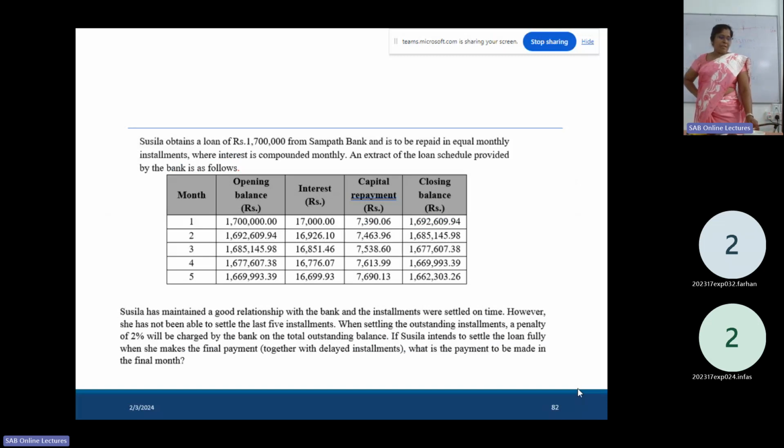I think this one you can manage by yourself. This is related to the amortization schedule. I am not going to do this one.